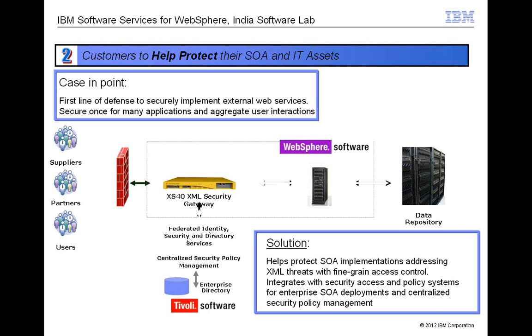Now, if you see, the XS40 XML security gateway is shown integrating with a bevy of security access management solutions. It could be an enterprise directory, it could be Tivoli software, it could be SiteMinder software, it could be Oracle software, or it could be a plain custom application that does authentication using databases, right? Now, all of this can be centralized on DataPower.